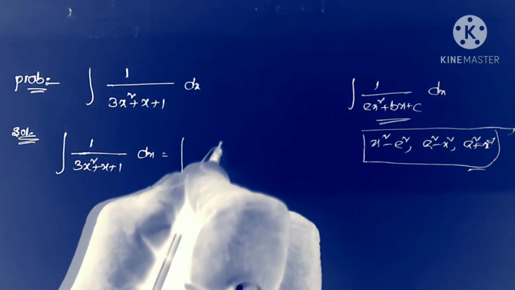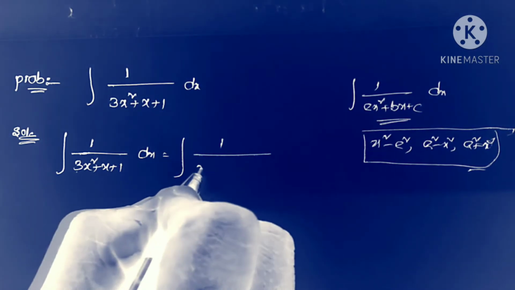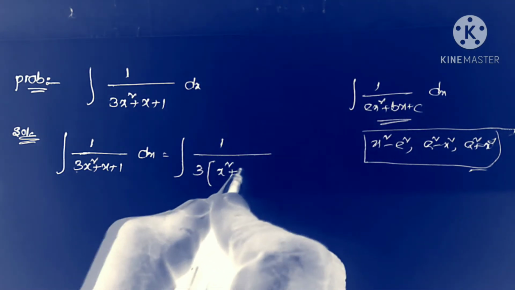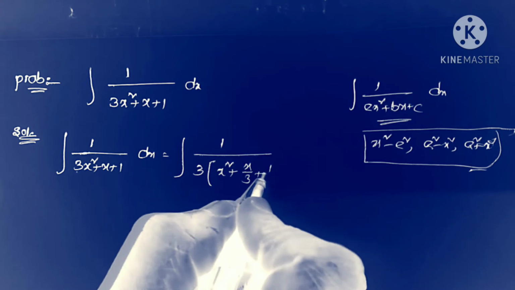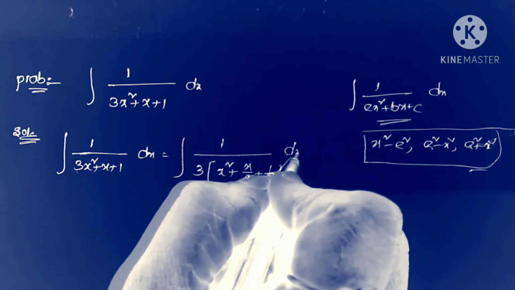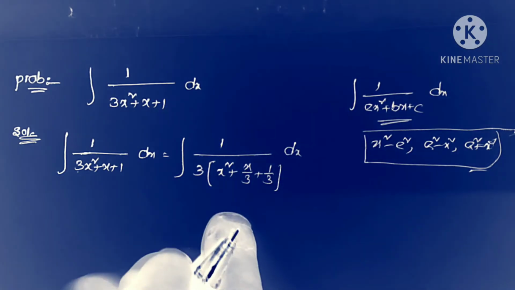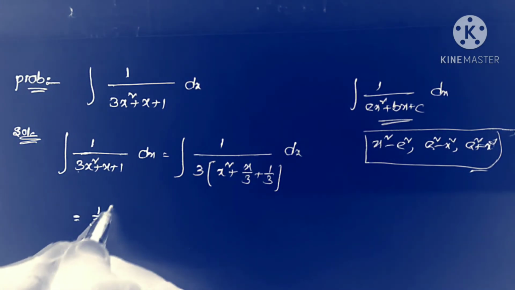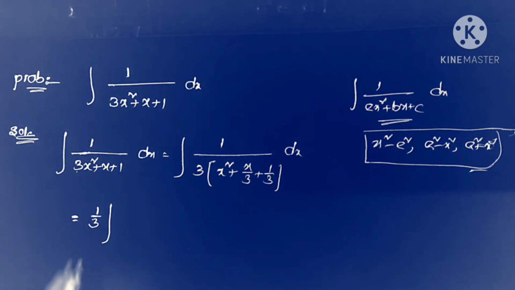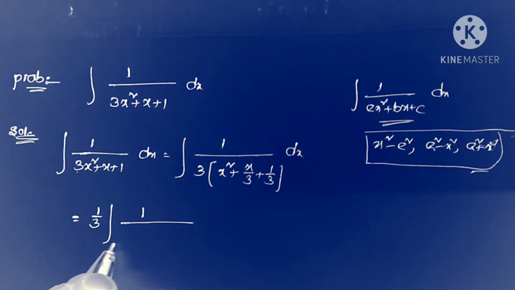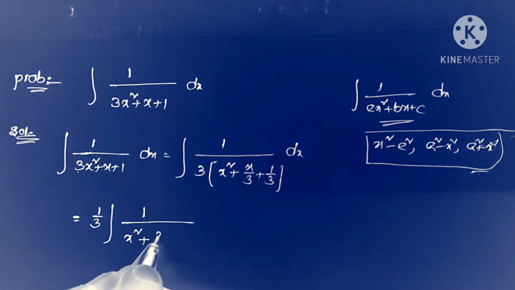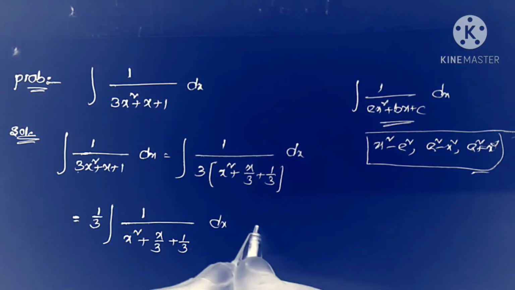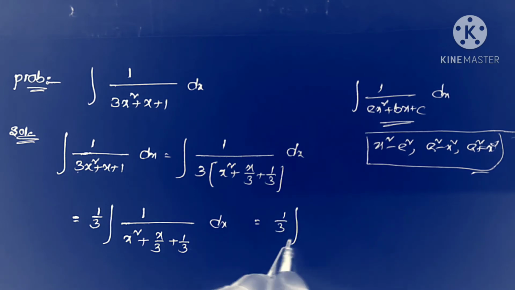to integral. First we take the x square coefficient common from the denominator, that is 1 by 3 into (x square plus x by 3 plus 1 by 3). So first we take the x square coefficient common from the denominator, and this is equal to, here 1 by 3 is the constant, so take the constant before the integration. 1 by 3 integral 1 by, what is the remaining value, x square plus x by 3 plus 1 by 3 into dx. Now this is equal to 1 by 3 into integral.